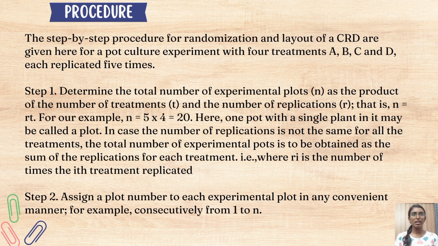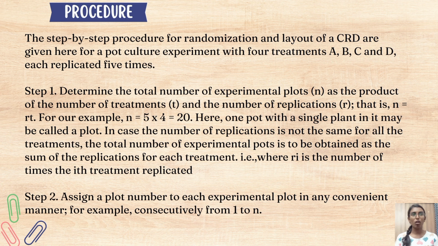Procedure. The step-by-step procedure for the randomization and layout of CRD is given here for a culture experiment with 4 treatments A, B, C and D, each replicated 5 times. Step 1. Determine the total number of experimental plots N as the product of the number of treatments T and the number of replications R. That is, N is equal to RT. For example, N is equal to 4 into 5, so that's equal to 20. Here, one pot with a single plant in it may be called a plot.